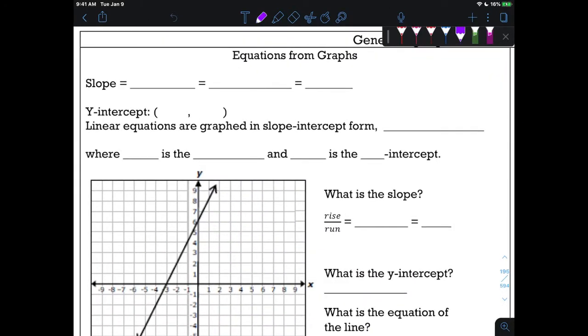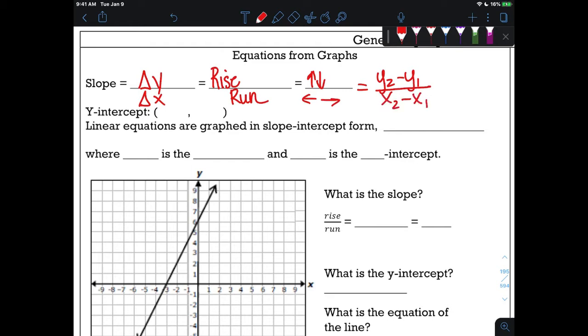So first thing, again, we need to go back through slope. The things you need to know is that slope is change in y over change in x, remembering that that triangle means change. It's also called delta or difference. That's also the same thing as rise divided by run, and also tells us up, down, right, left, as well as the actual equation. And we've already learned this before.